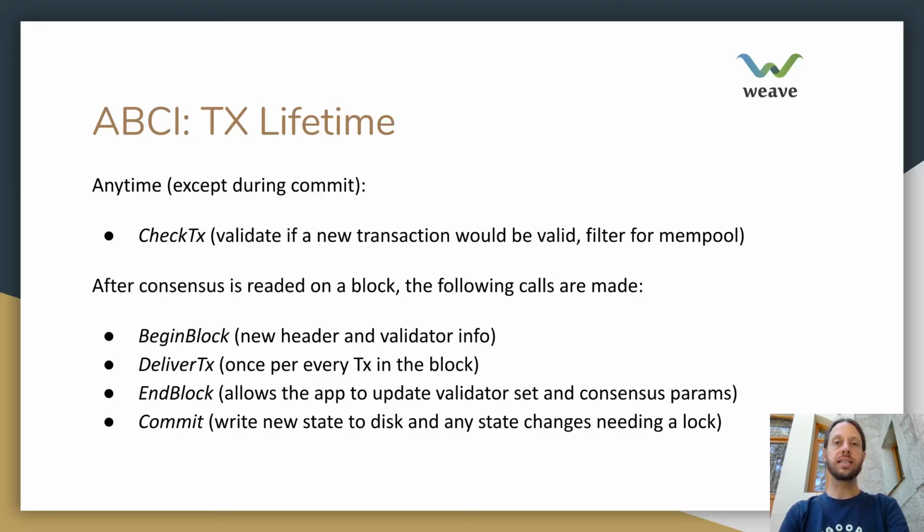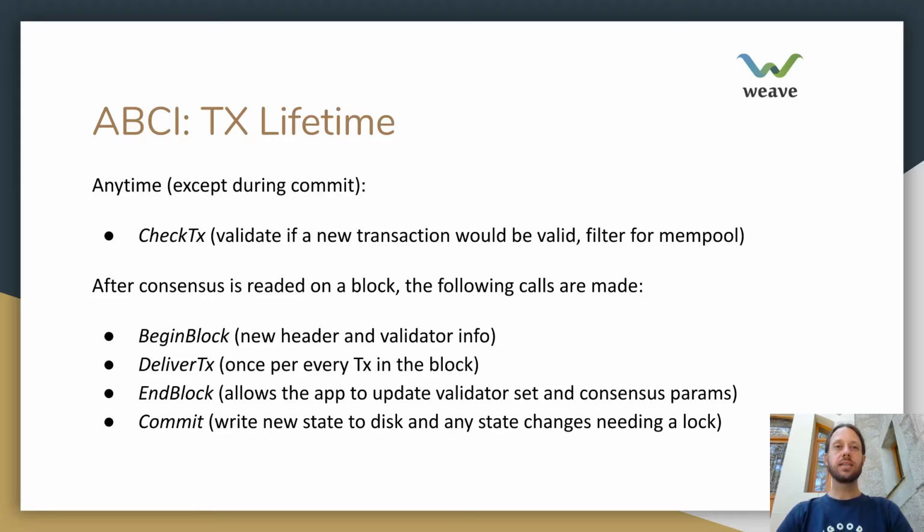End block is called after all delivered transactions have been called. This is a place where the ABCI application can return information back to Tendermint to ask it to update the validator set or to update consensus parameters, such as timings and maximum block size and minimum gas fees and various things like this, which are enforced by Tendermint. So all this information can be returned to end block.